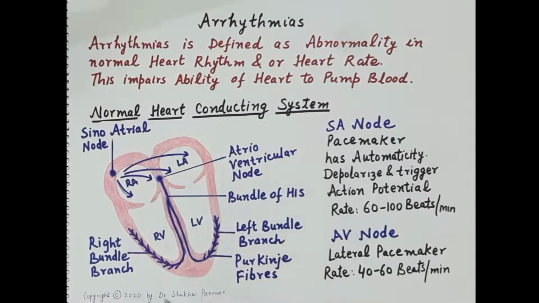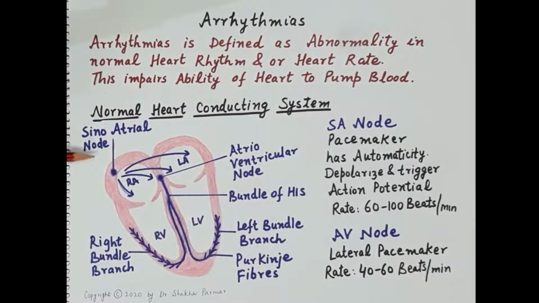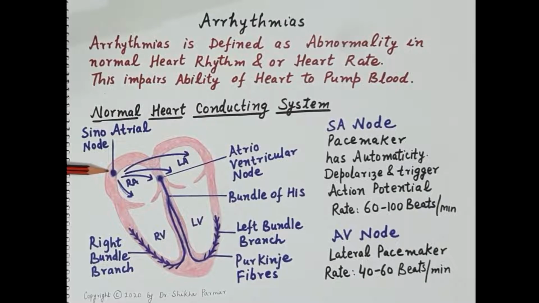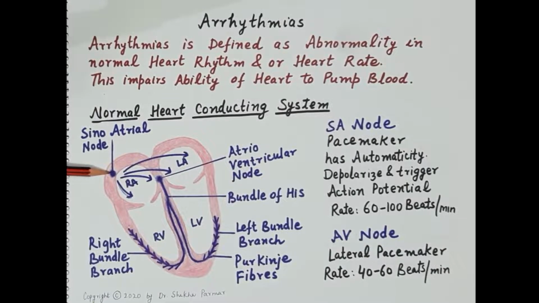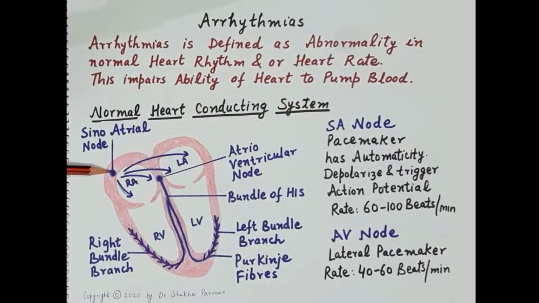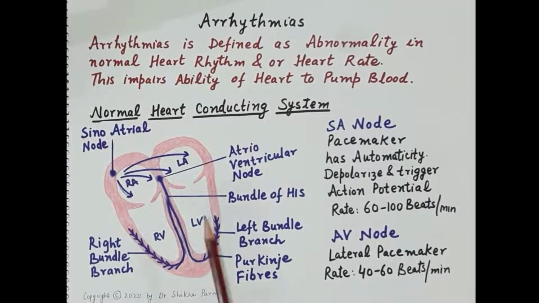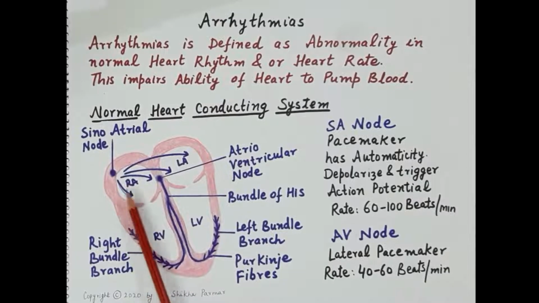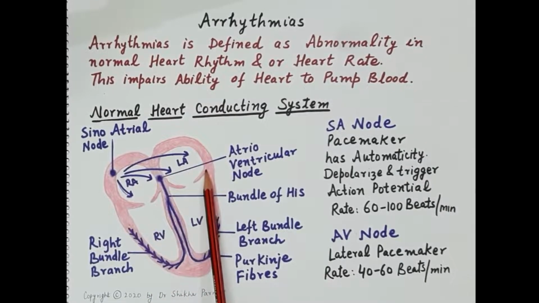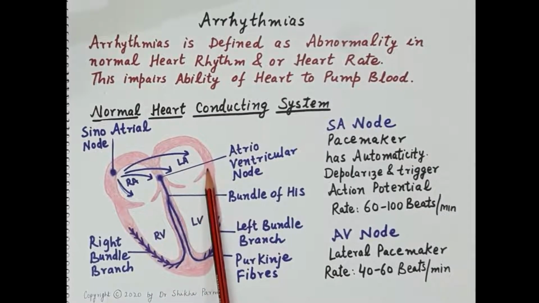Now the SA node is a pacemaker and it possesses the property of automaticity. Cells of the SA node generate electrical impulses or action potentials without any external stimulus, and about 72 to 74 impulses are produced per minute in a healthy adult. Impulses from the SA node sweep over the wall of both the atria, and the atria contract.